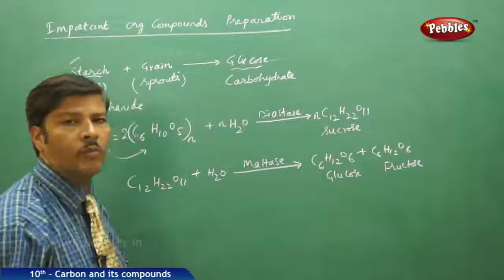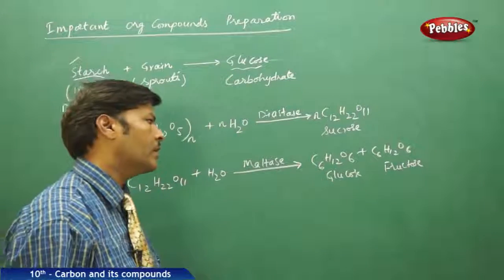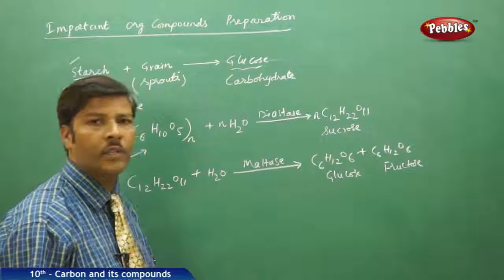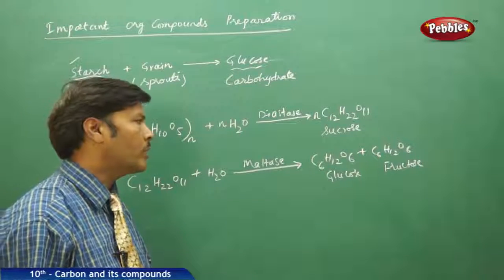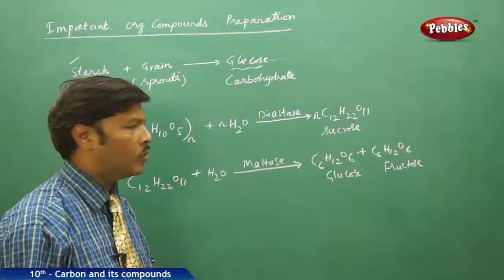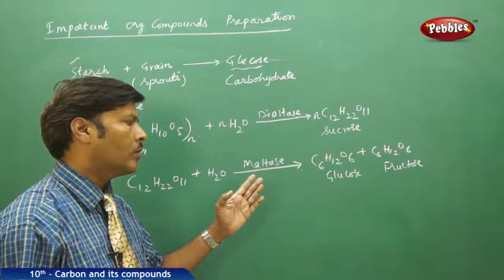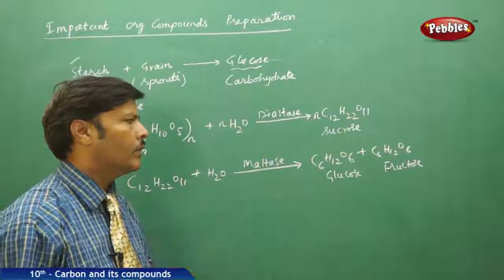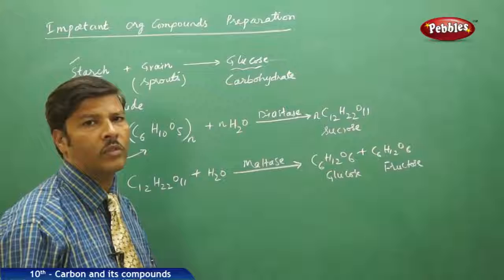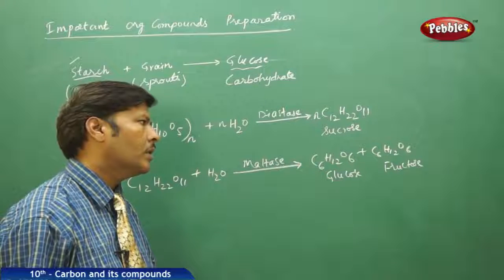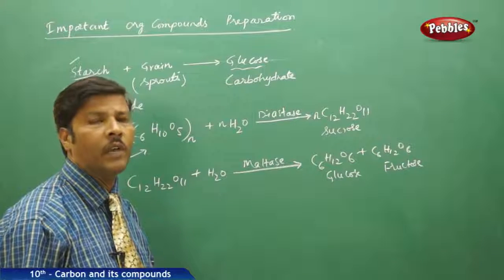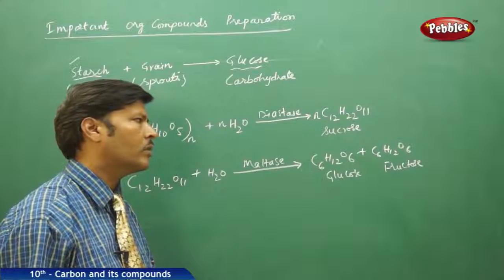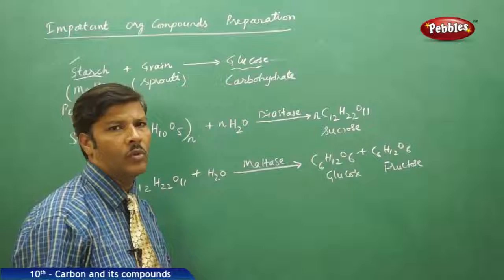Glucose and fructose have the same molecular formula, but they differ in the functional group. So their properties also differ. If you go to the structural representation of glucose and fructose, they differ in the functional groups. Because they differ in the functional group, they have different characteristic tests. However, both glucose and fructose are functional isomers of each other.